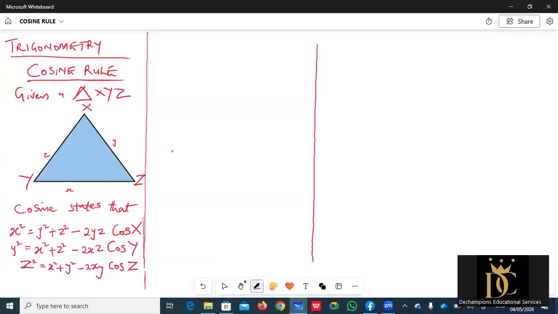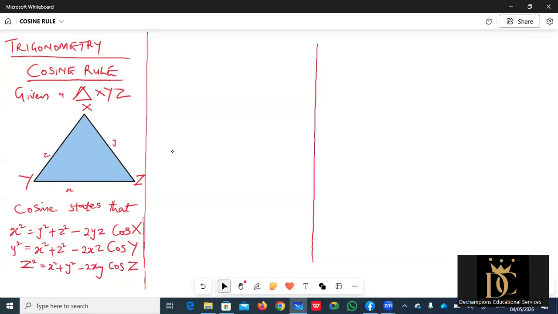One thing you must take note of here is this. When you want to find side x, x will not show again in your equation. It is only the angle of that x that will show. If you want to find side y, y will not show again in your equation. It's only the angle of that y that will show up here. If you want to find side z, z will not show up in this equation. It is only the angle z that will show up. And this is what cosine rule says.